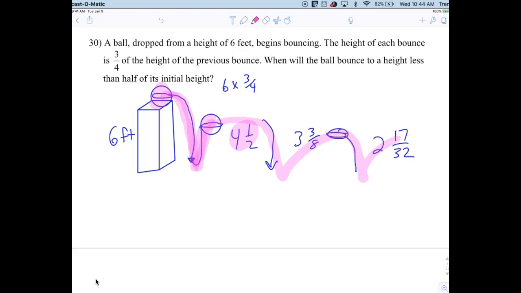So it hit the ground. Now on this bounce, it's going to go up to what? 4.5. Okay. Because I can't say start a bounce on the ground. So it has to be dropped. Is that better now? Got it? All right, I'm happy with that.